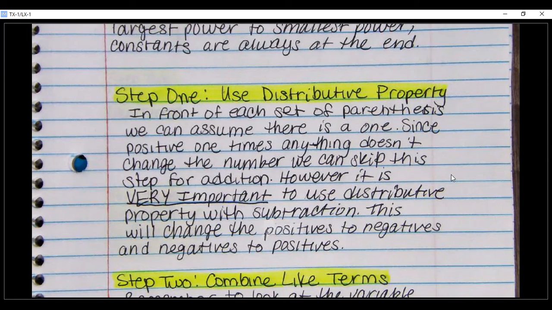However, it is very, very, very important. It is underlined, it's capitalized. Make sure that you use distributive property with subtraction. This will change the positives into negatives and the negatives into positives. And if you don't do that, you're going to get your answer wrong every single time.